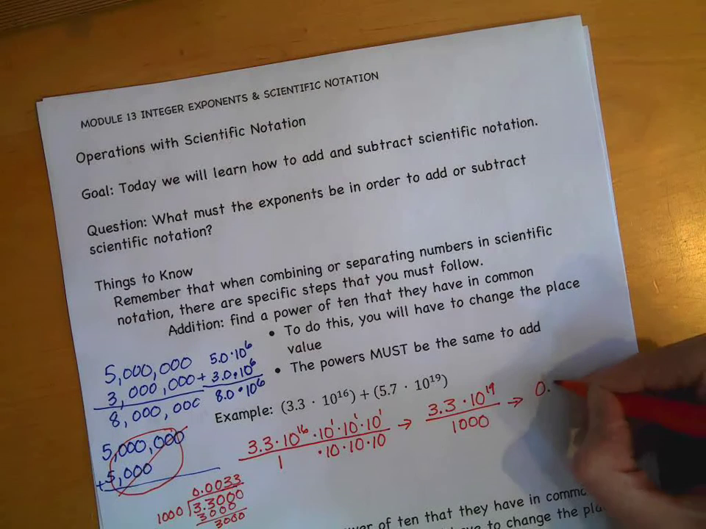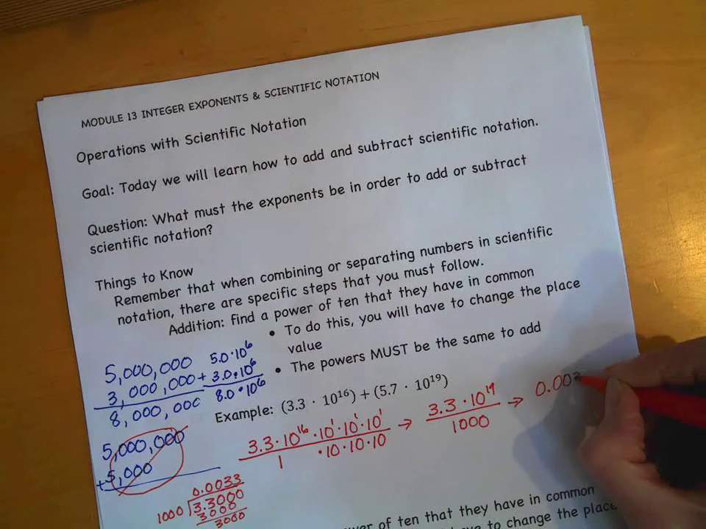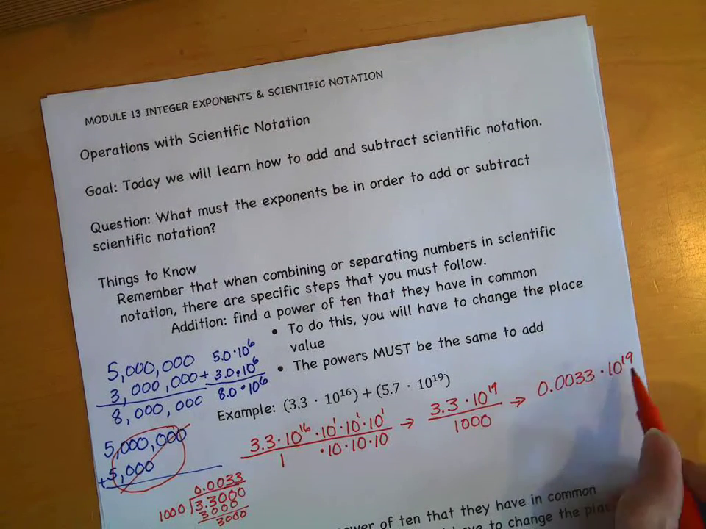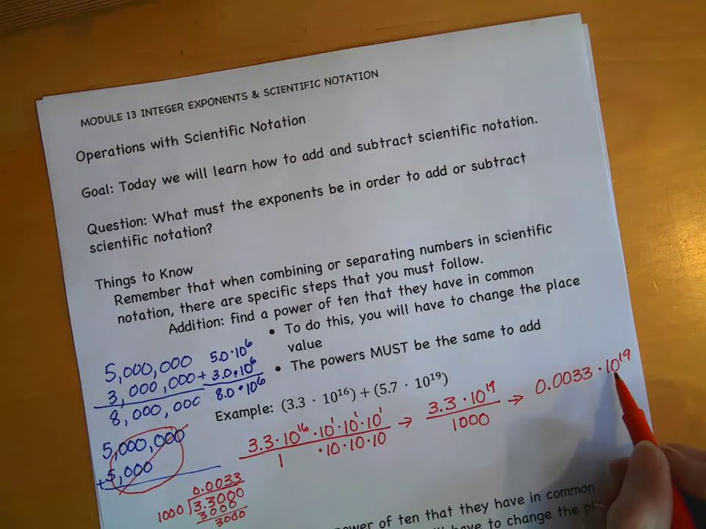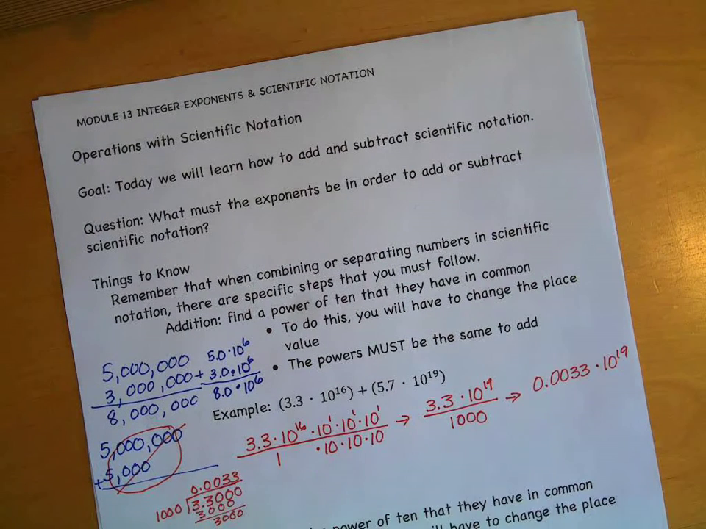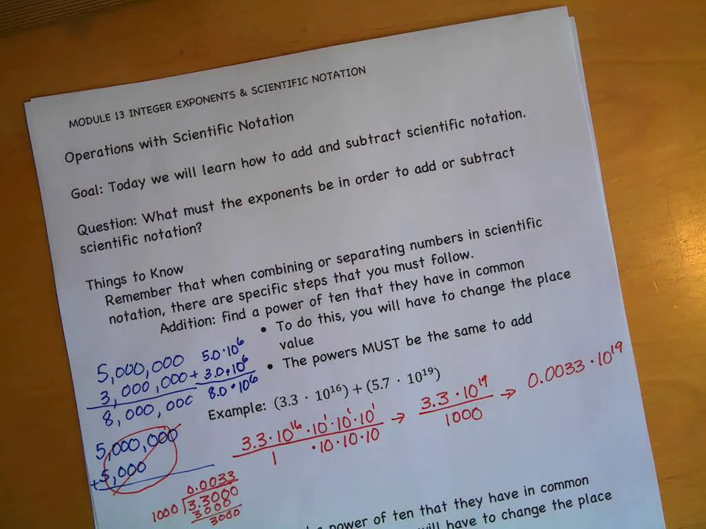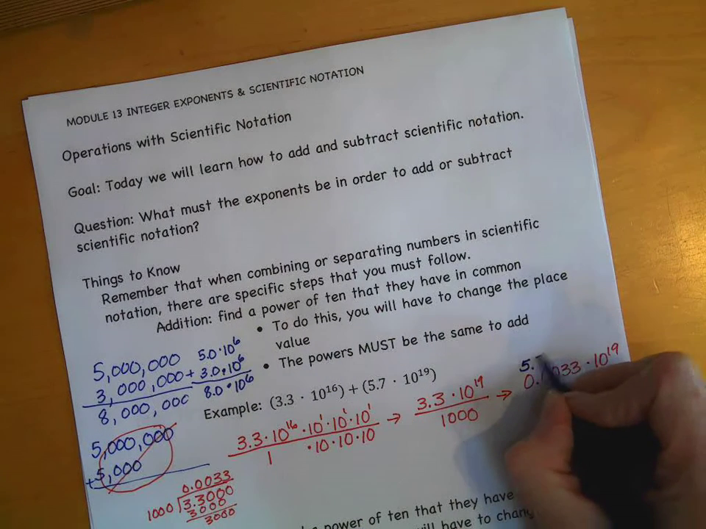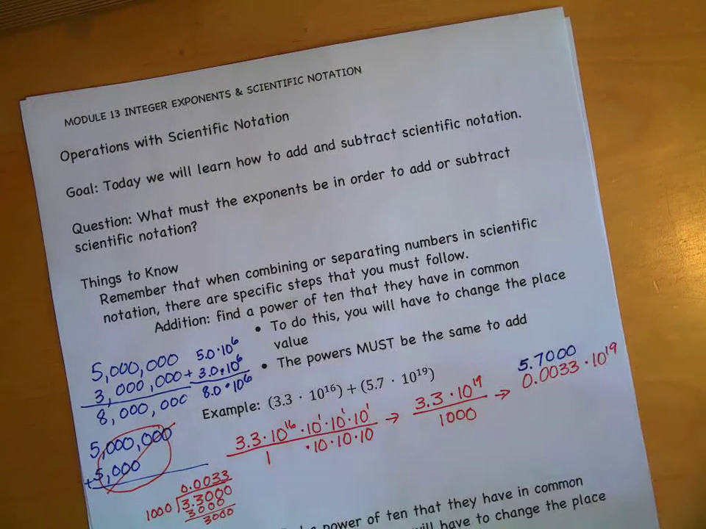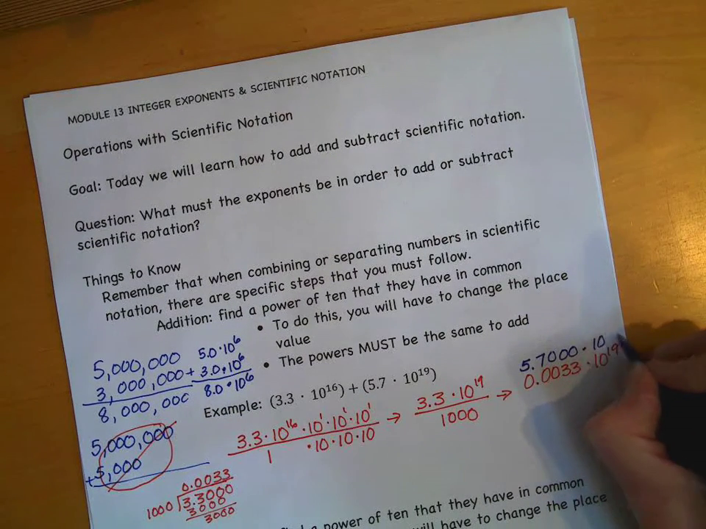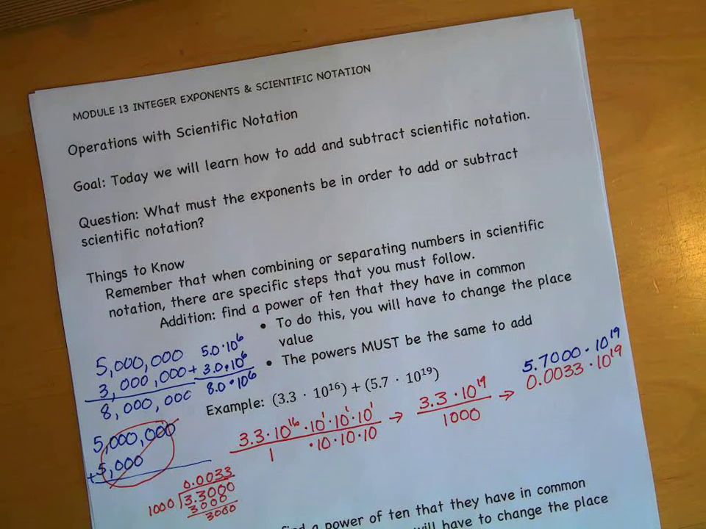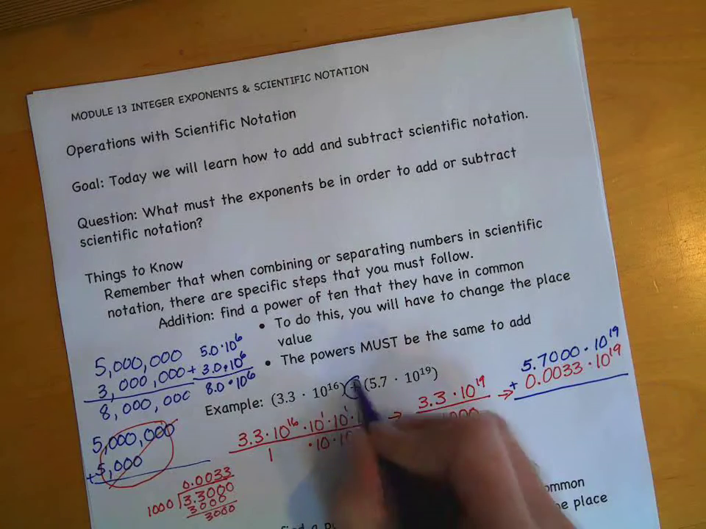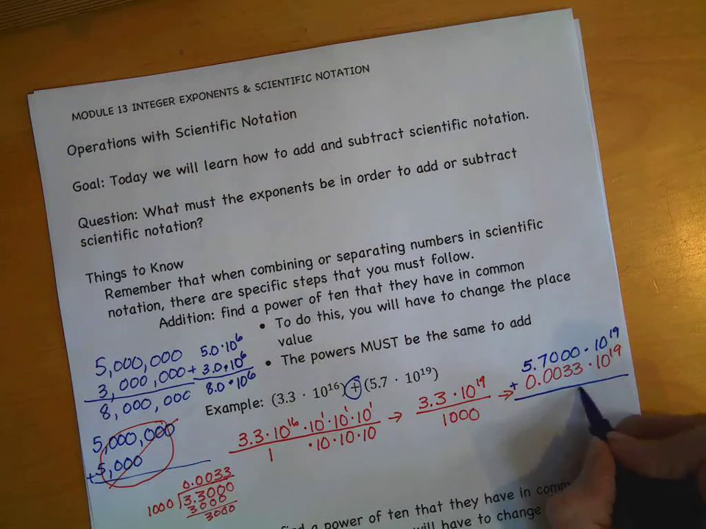So now you have 0 and 33 10,000ths times 10 to the 19. But now you see that our powers of 10 are going to be the same. So then we're adding, so all we have to do is take 5.7, and your decimal points have to line up just like you learned when you were doing decimal work, and then your powers line up and they stay exactly the same because now they all have the same powers, and you add them together because that's what we were asked to do.